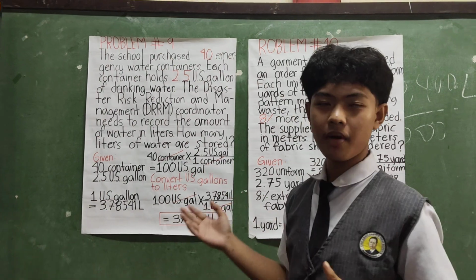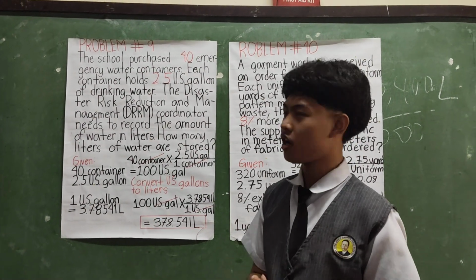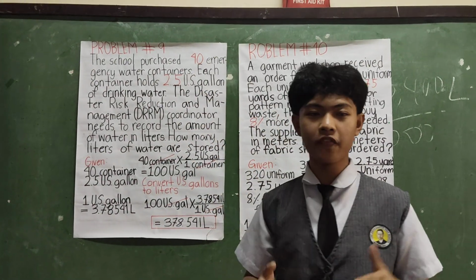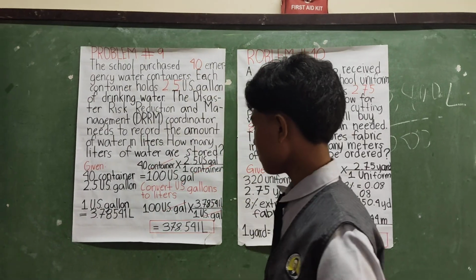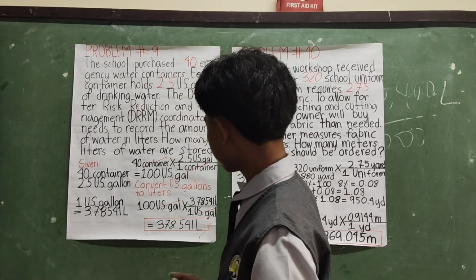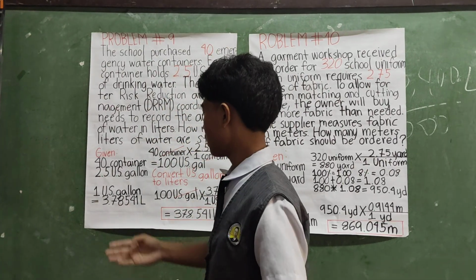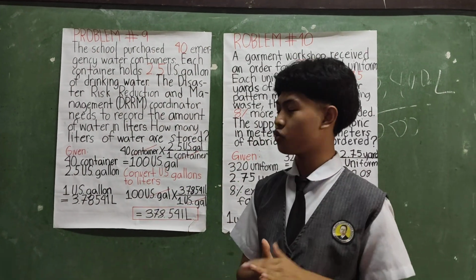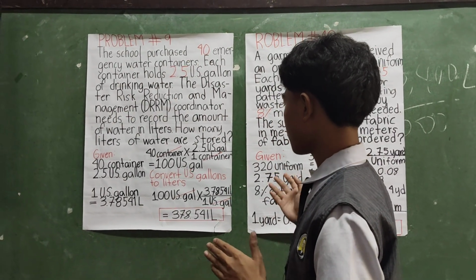So, the problem asks us to find the total amount of water in liters. However, it is given in US gallons. So, we first need to convert US gallons to liters. Here are the givens: 40 emergency water containers, 2.5 US gallons. First, we need to multiply 40 times 2.5 US gallons.